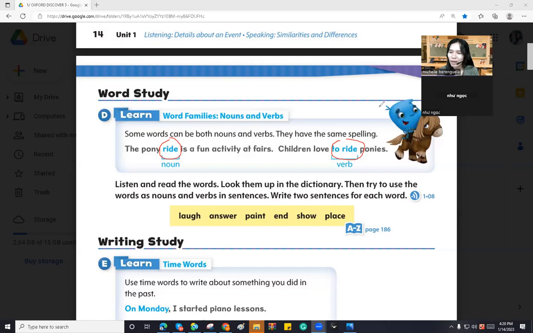Okay. The cat is mewing. Mewing or meowing? Children love the cat to meow. The cat is meow. Children like the cat to meowing. Oh. Where is the verb? Where is the verb? All right. Okay.